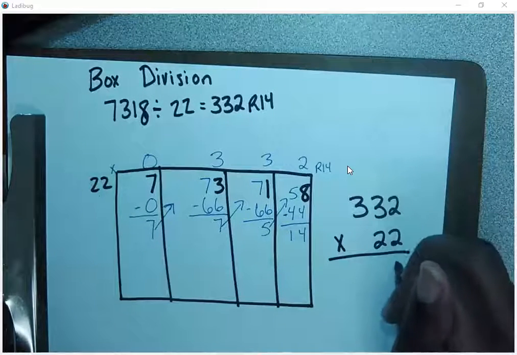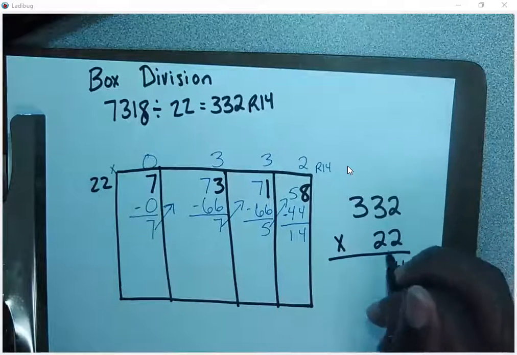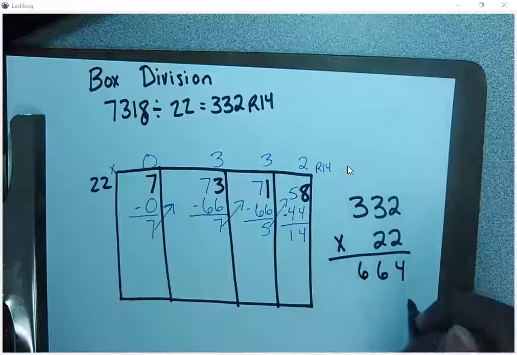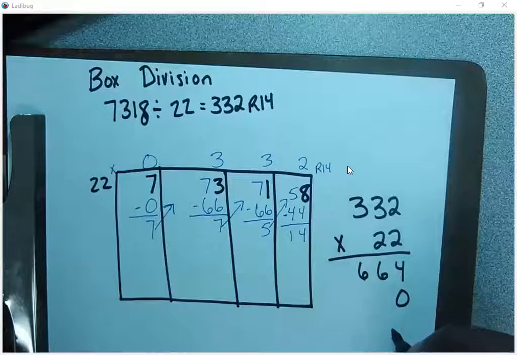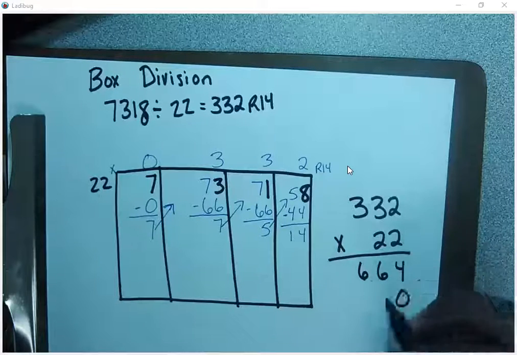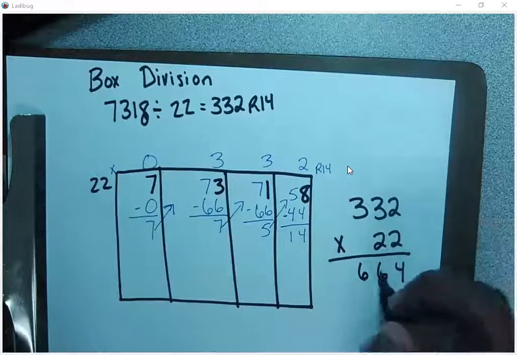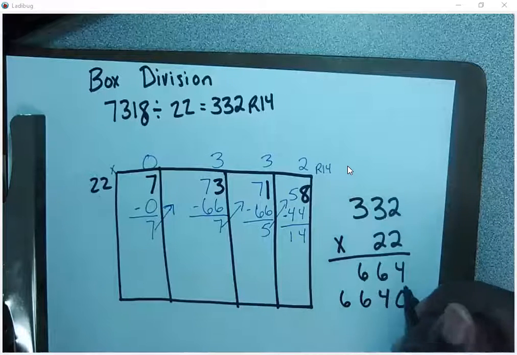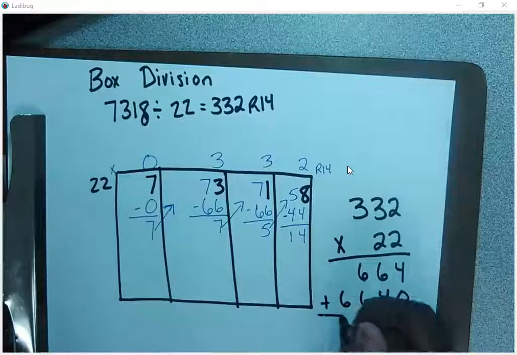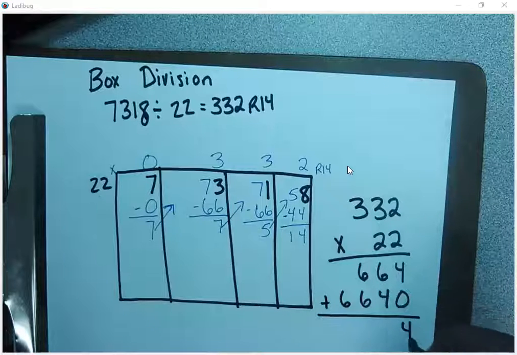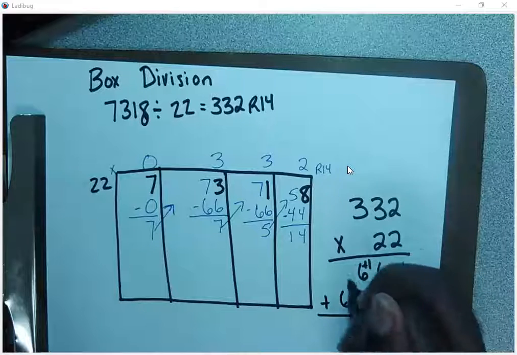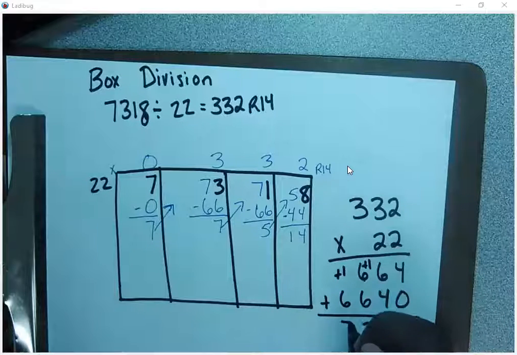2 times 2 is 4, 3 times 2 is 6, and 3 times 2 again is 6. We drop a 0 because we're doing a standard algorithm. 2 times 2 is 4, 2 times 3 is 6, and 2 times 3 is 6. Now I've got my partial products. I'm going to add everything together. That gives me 4, 0, carry my 1, gives me 13, carry my 1, gives me 7.